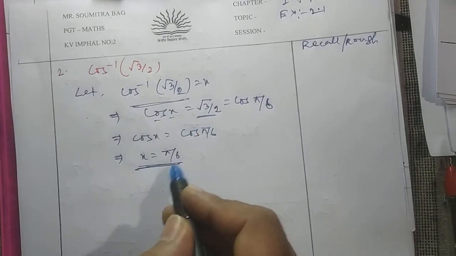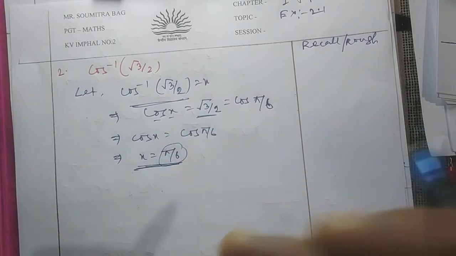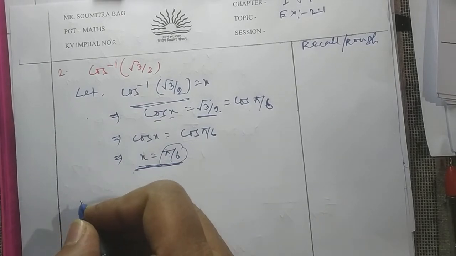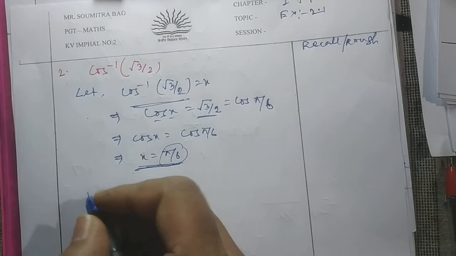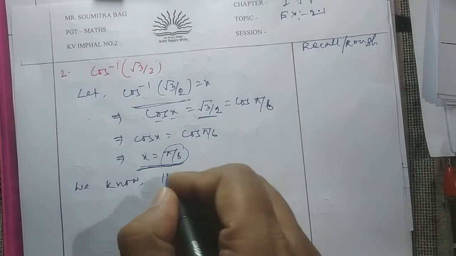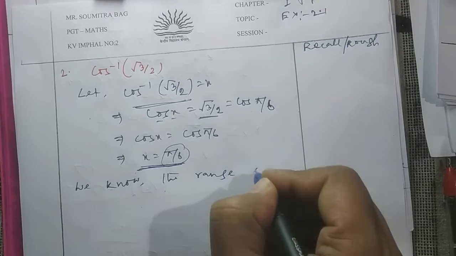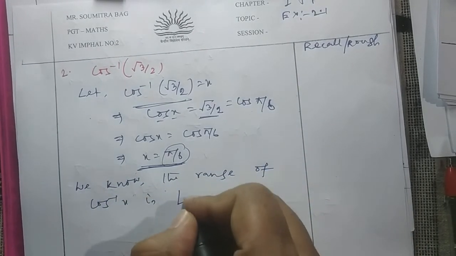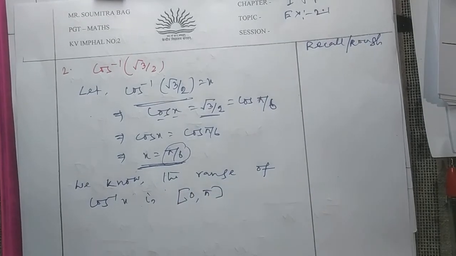Now we have to check whether this pi by 6 belongs to the range of cos inverse x or not. If it belongs, it will be the required answer. Now for this purpose, let us recall the range of cos inverse x. We know the range of cos inverse x is [0, pi] closed.